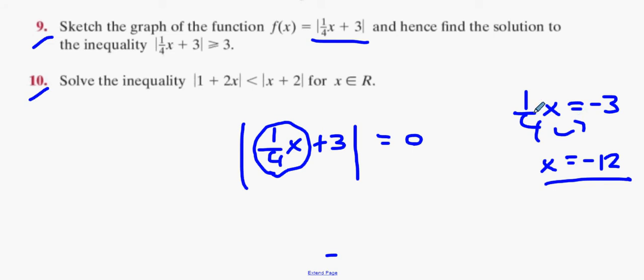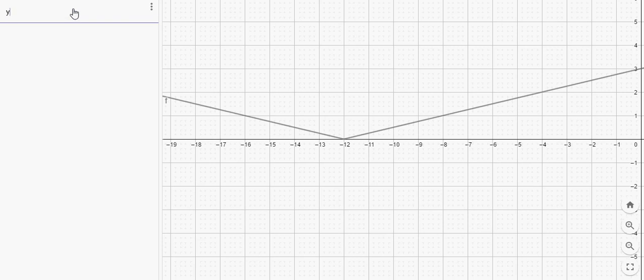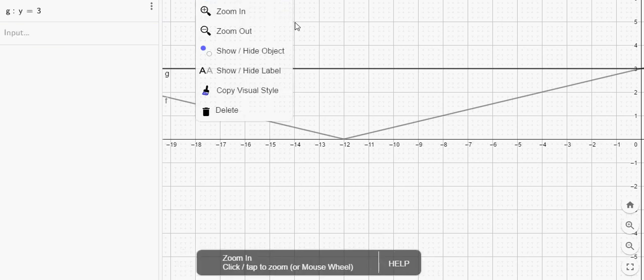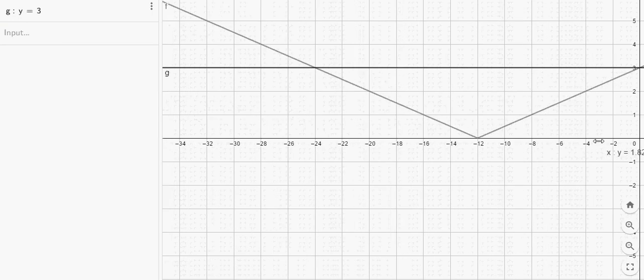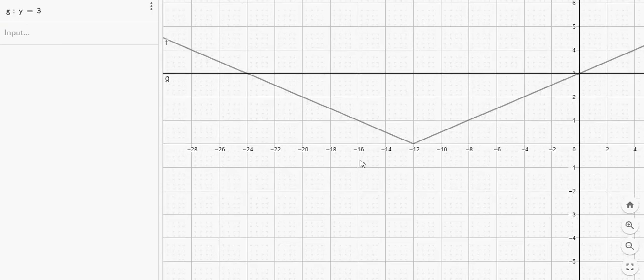Alright, we draw our function. Now what do we ask for next? Find the values where it's bigger than or equal to 3. Where is it bigger than or equal to 3? So let's draw another graph here. We're going to draw the line y equals 3. There it is there. Now, what we're asked is, when is it bigger than or equal to this number? So I need to shrink this down a little bit. There we go. What are the 2 points we're looking at?